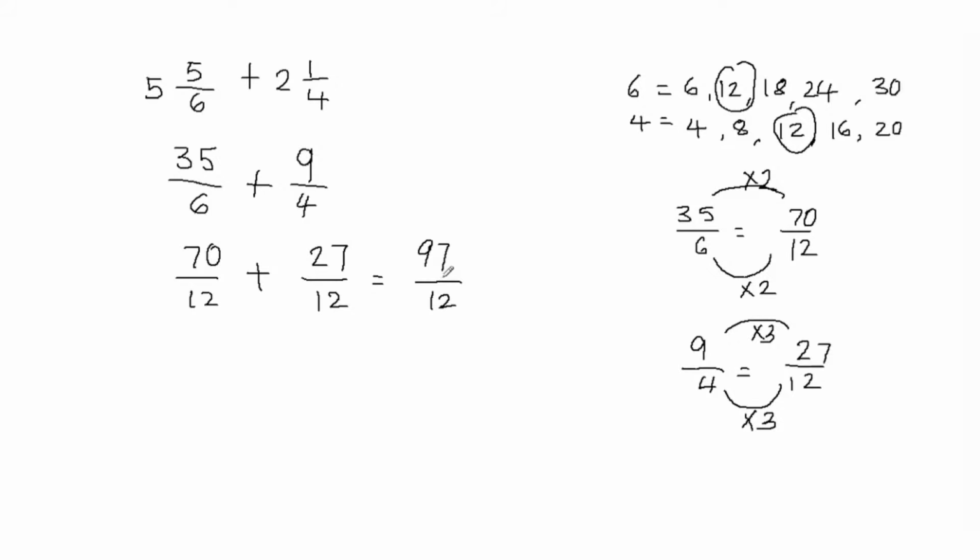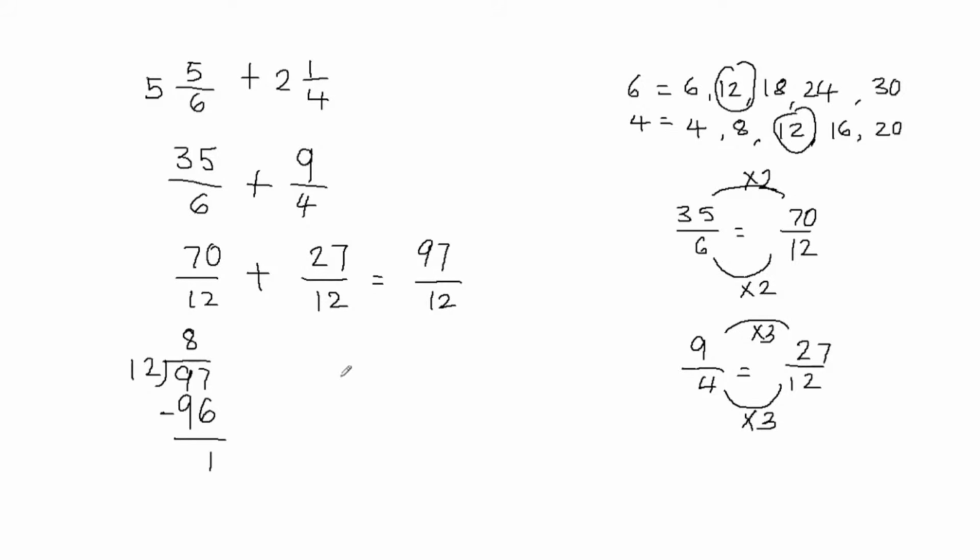So we're going to use the long division method to convert this into a mixed fraction. So let's divide 97 by 12. 12 will go into 97 8 times because 12 times 8 is 96. And then we're going to subtract. 97 minus 96 is 1. So the remainder is 1.